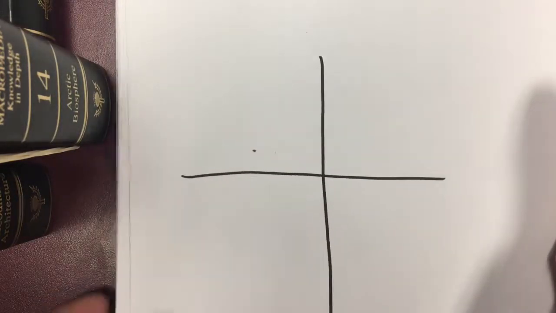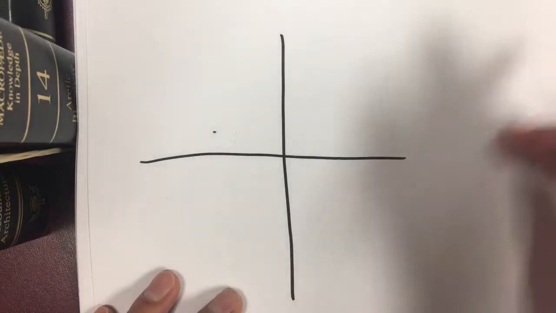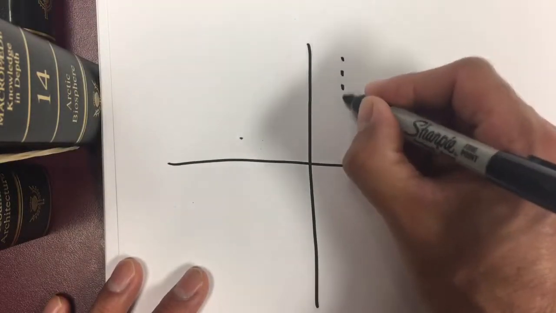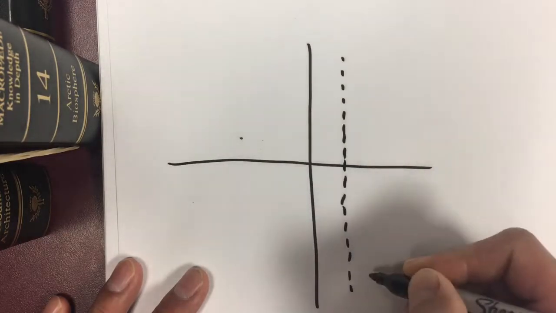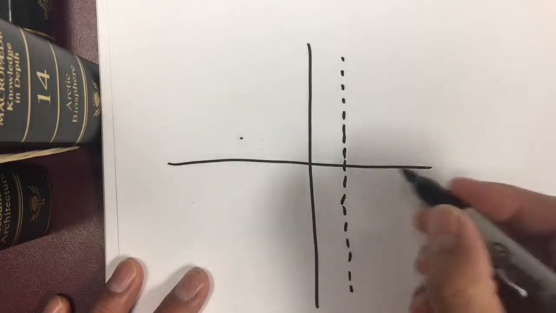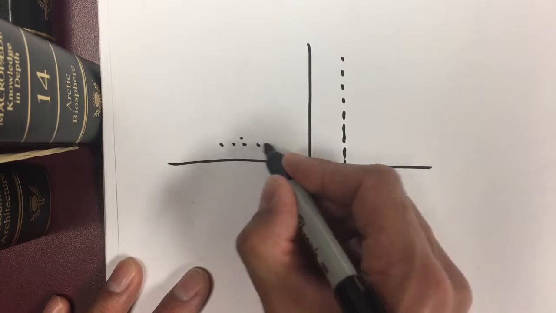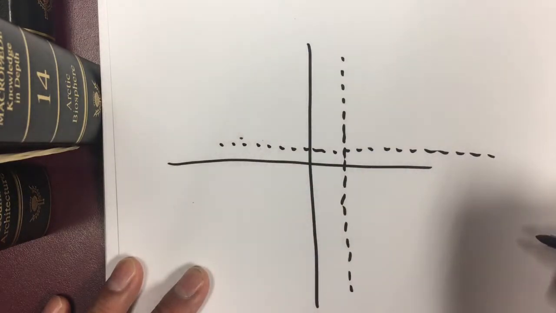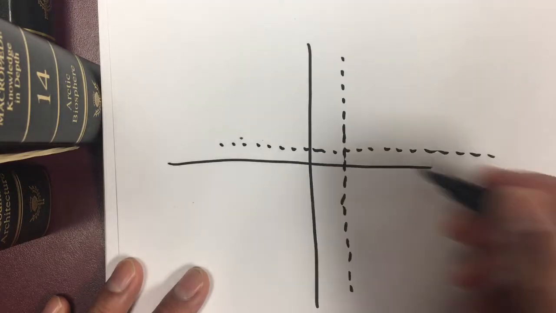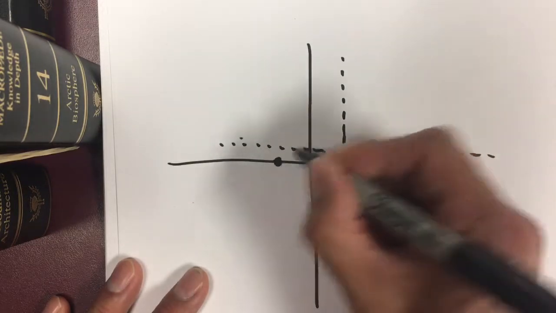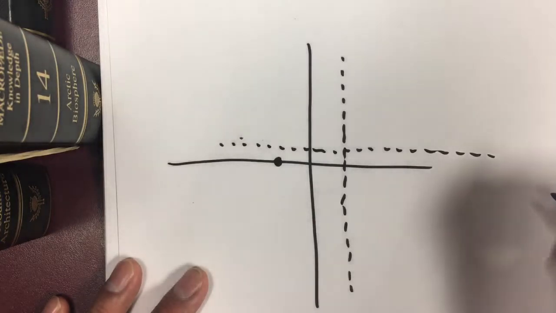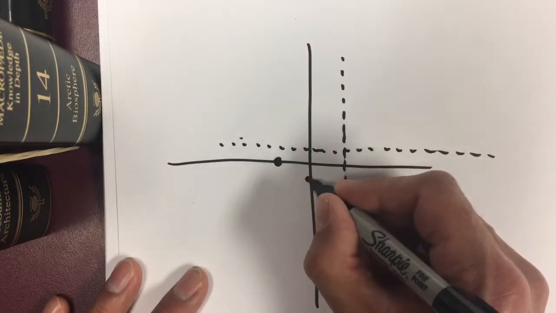Okay, so I'm going to put all the information in. We've got an asymptote at x equals 3, so I'll draw that in with a dotted line where x is equal to 3. We've got a horizontal asymptote where y is equal to 1. I'll draw that in here. We also have an x-intercept at -2, and a y-intercept at -2/3.